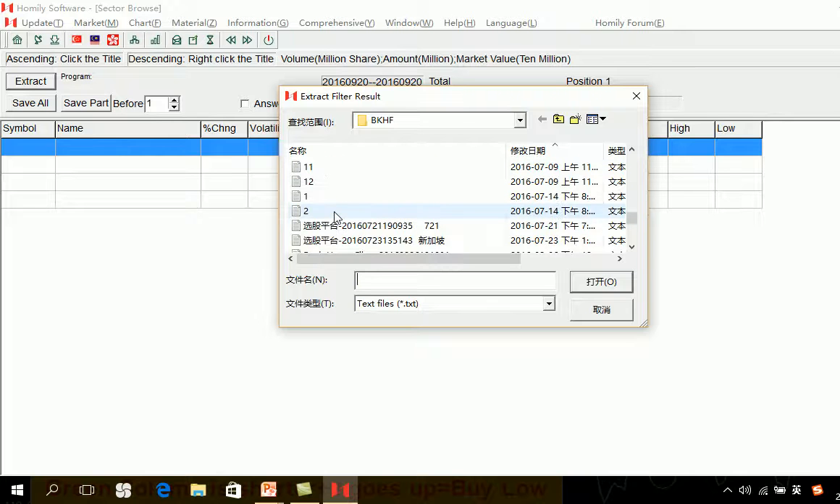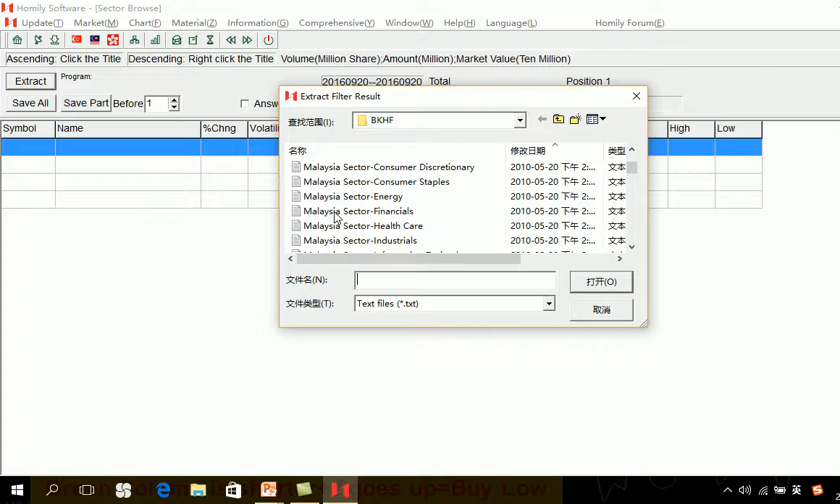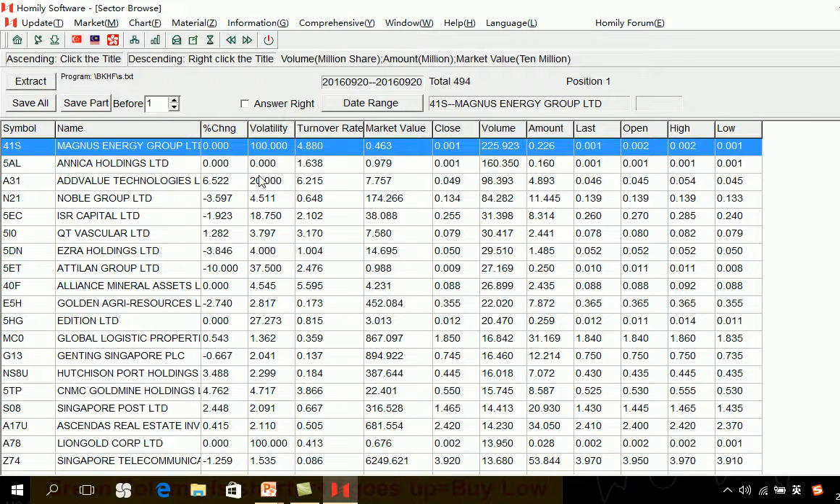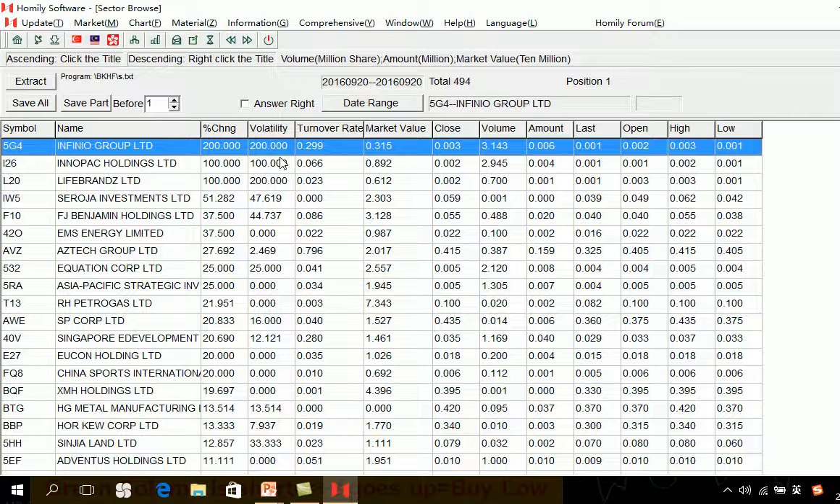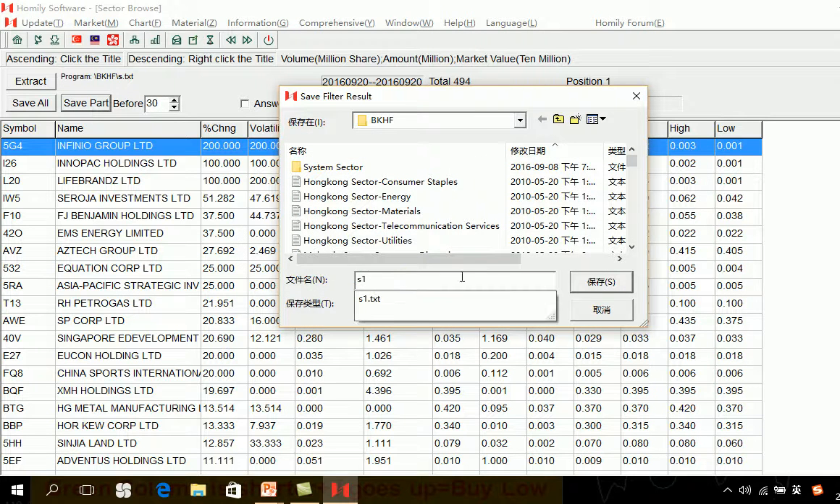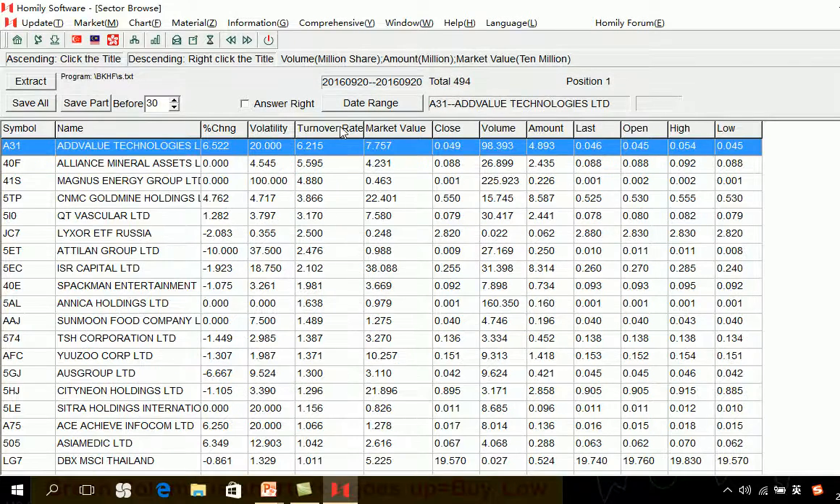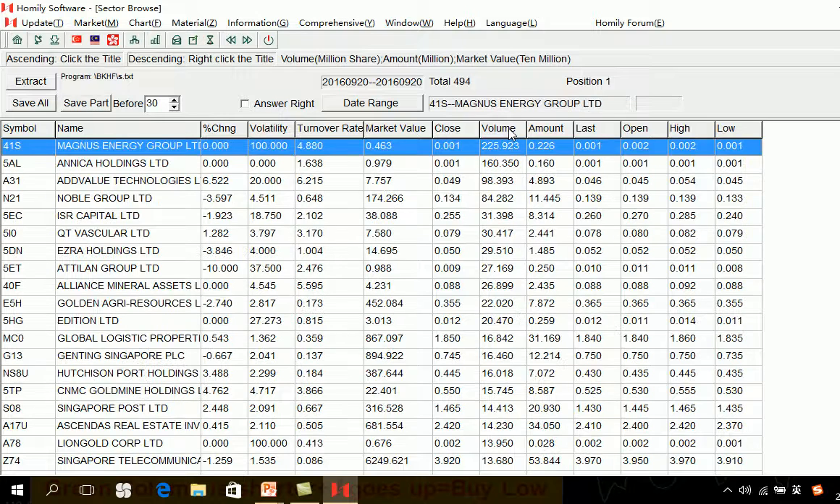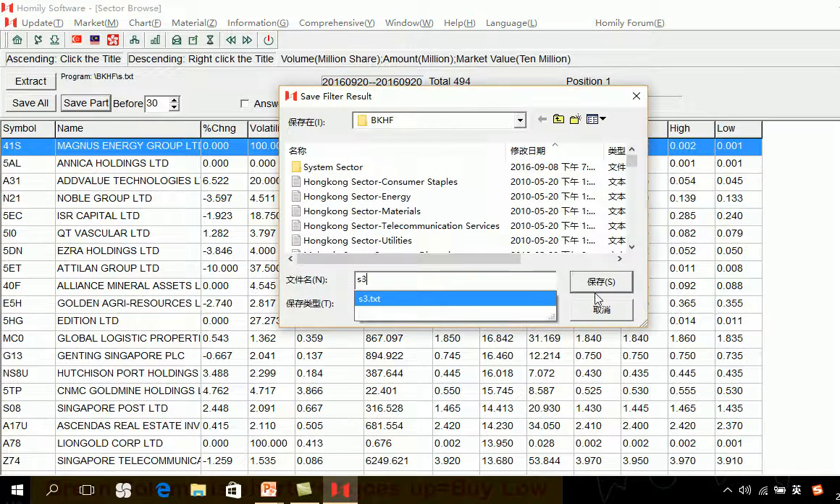Find the one I just saved. Okay, this one. Then we wait and see. Let's see today, can we select some strong stocks? Then maybe we can pay attention. Then we right click percentage, set the range between 30 and save it as 1. Then click save. Then turnover rate, save it as 2. Click save. Volume, save it as 3. Click save.